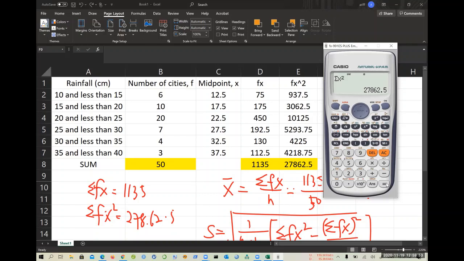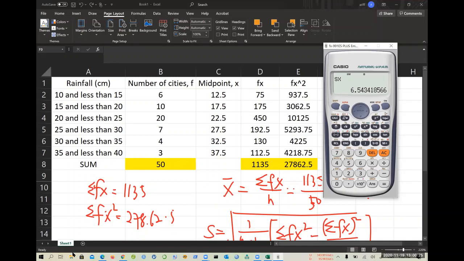So to find the answer, shift number 1 again, choose number 4, that is for variable, and select whichever information that you want. So in this case, you want the x bar, so number 2. Okay, equal sign, you get 22.7. And again for the variance, you want number 4, equal sign, so 6.54341. Okay, so that is for the standard deviation.